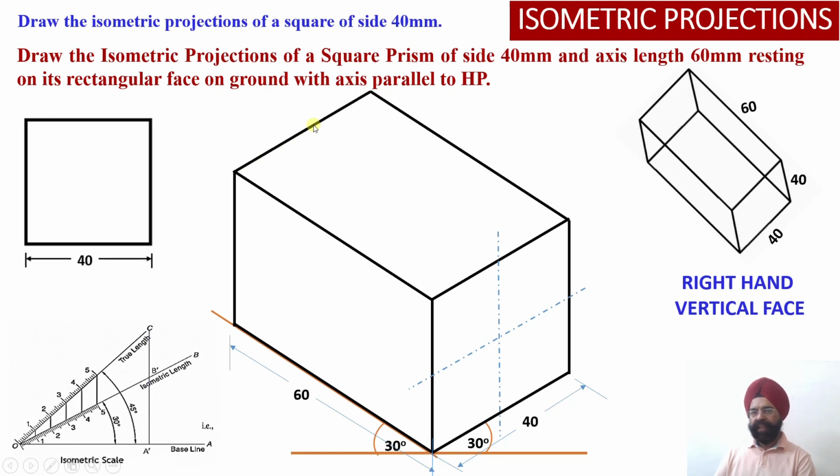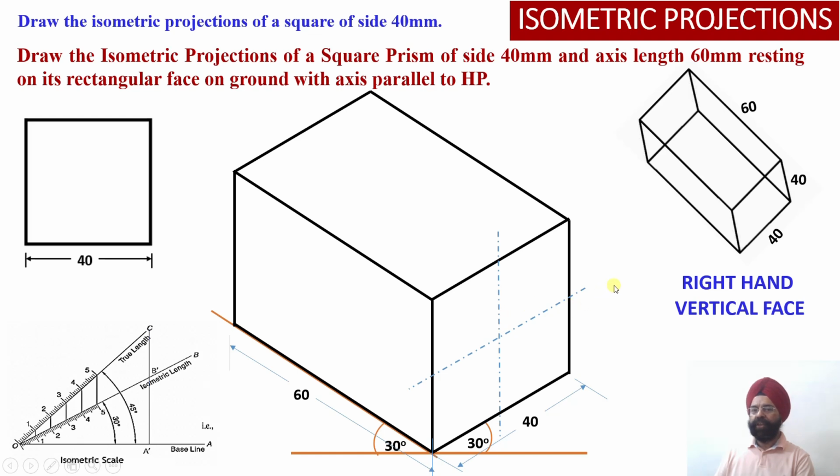So please check, this edge is parallel to the z-axis. This edge, and this edge, they are parallel to the x-axis. Similarly, this one is parallel to the y-axis over there. So with this, we have completed the construction of the square prism, but we are not yet able to show the few edges which are not visible over here.